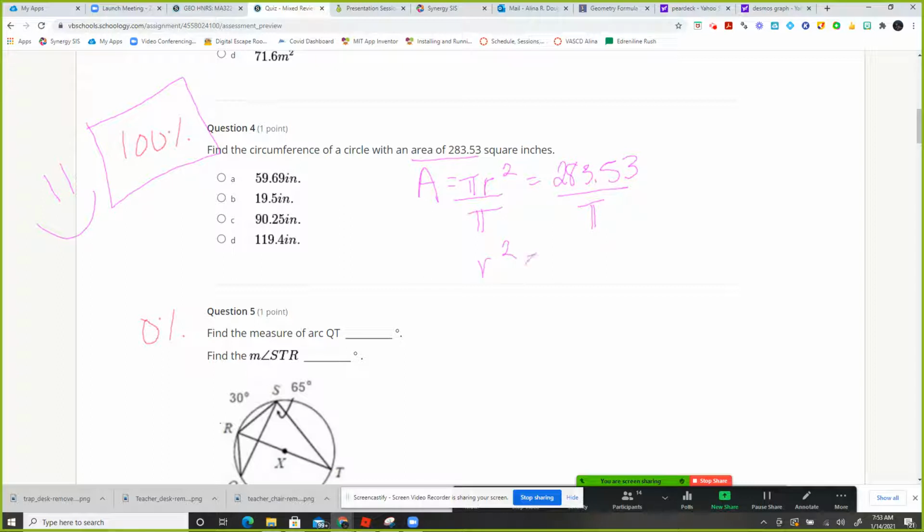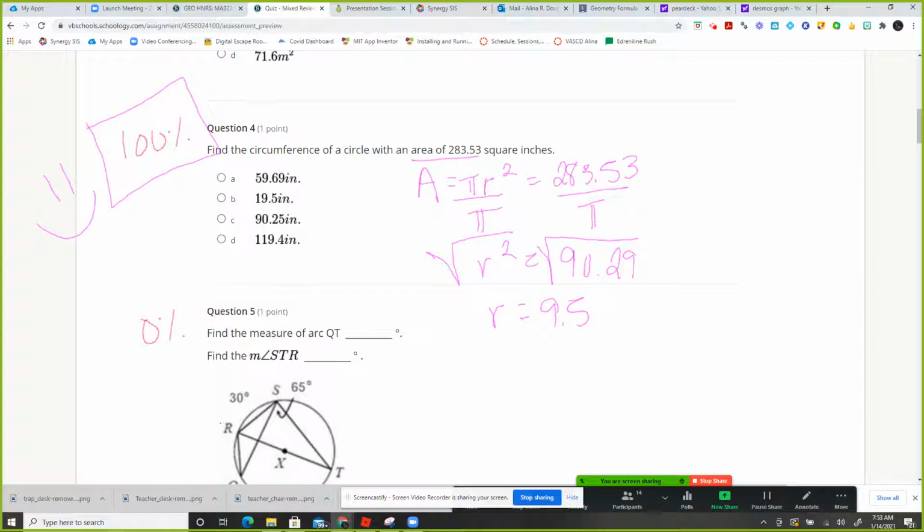So r squared is going to equal, drum roll please, 283.53 divided by 3.14. It's going to equal 90.29. Then next step is to take the square root, because I still want to get r by itself. We're just solving this equation. And then the square root of 90.29 is going to give me 9.5.